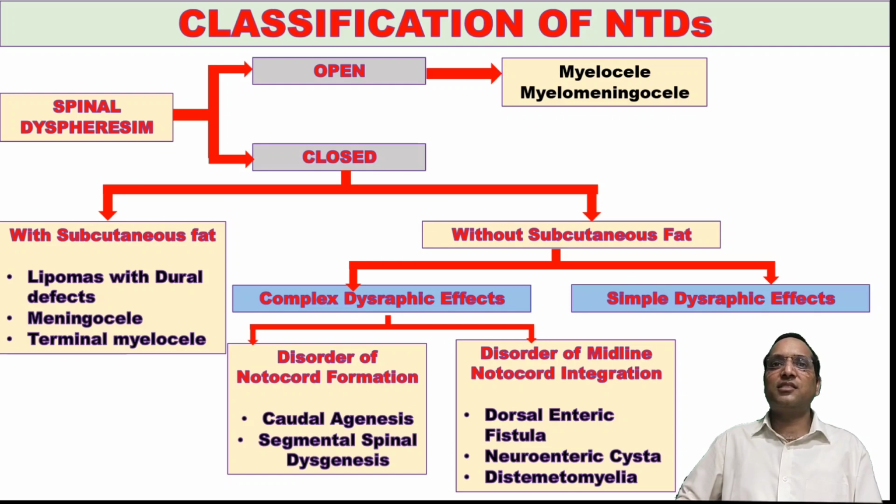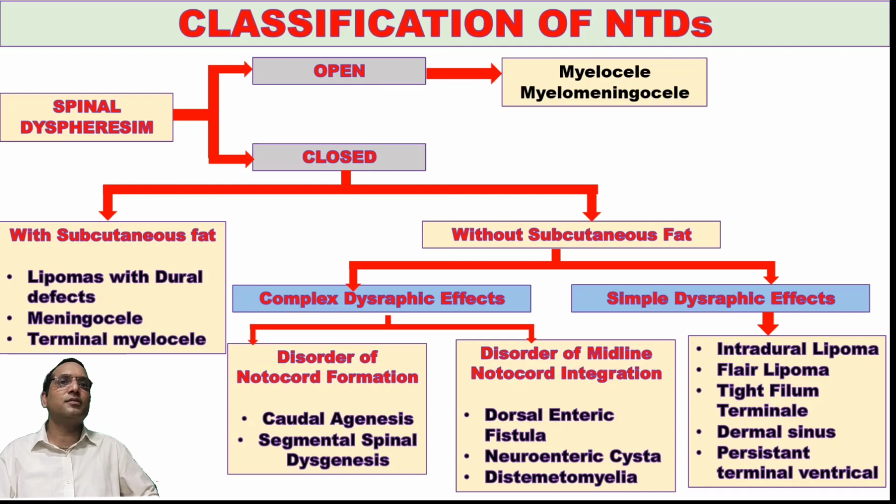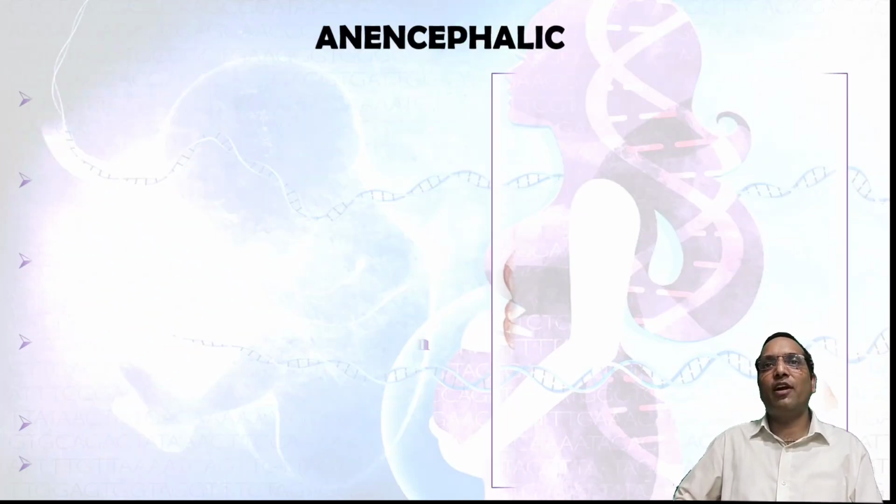In complex there is disorder of the notochord formation, which are caudal agenesis and segmental spinal dysgenesis. If there is disorder of the midline notochord integration, there is dorsal enteric fistula and neurenteric cyst and diastematomyelia. And simple dysraphic defects are intradural lipoma, filar lipoma, tight filum terminale, dermal sinuses, persistent terminal ventricle. So we will discuss here one by one.